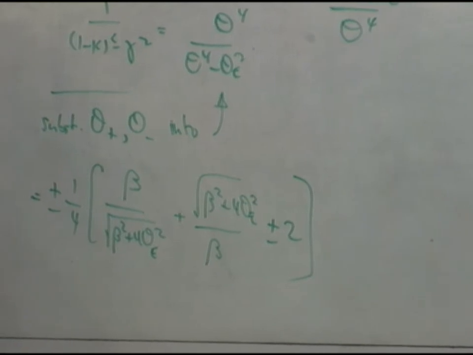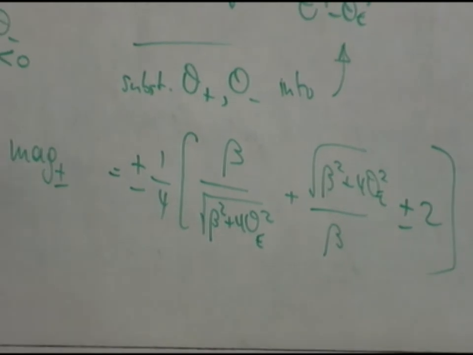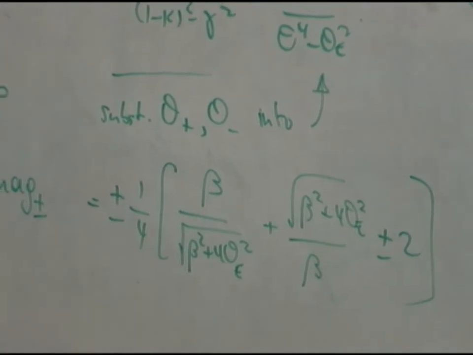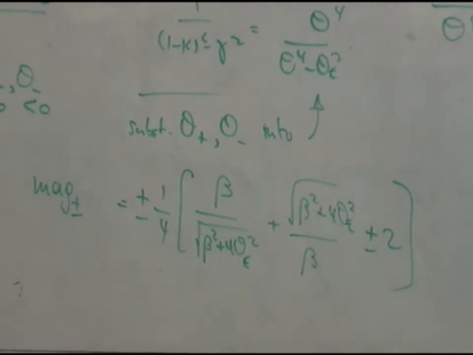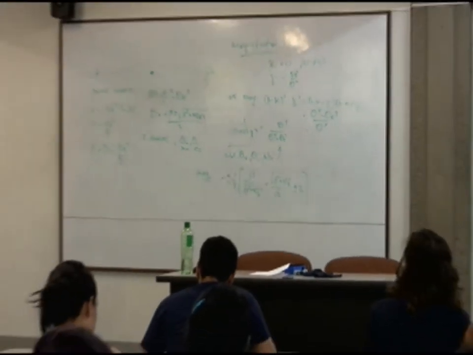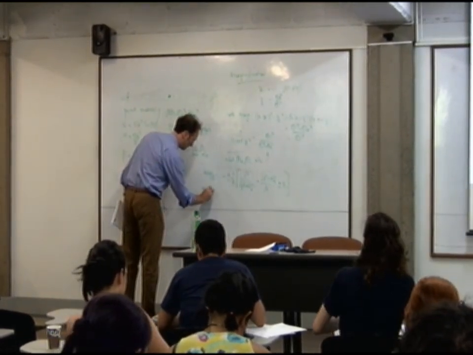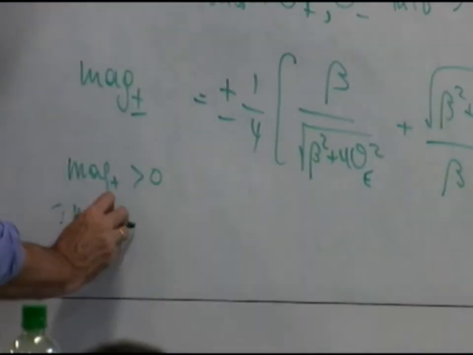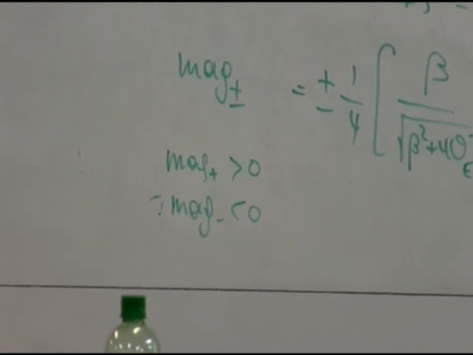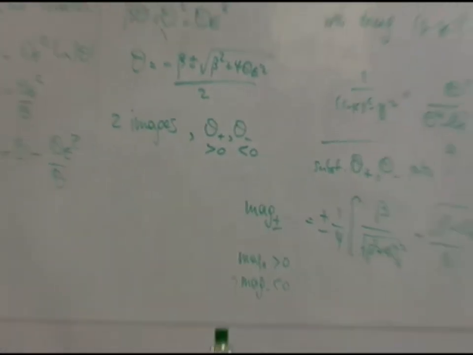This is the magnification of the plus image and of the minus image, where I've now substituted into this formula the value for the image position. And what you can see from this is that one of them is positive and one of them is negative. Again, if you stare at this formula long enough, it becomes obvious. So one of the images is inverted, and the other image is not.